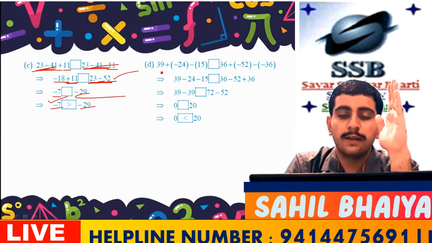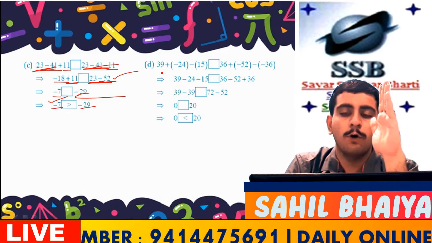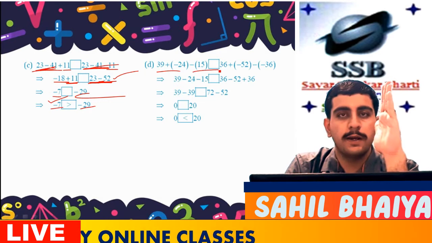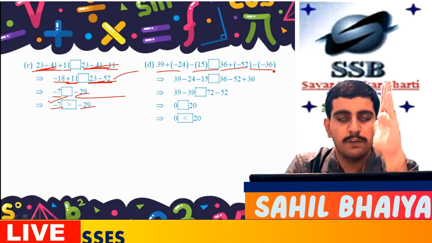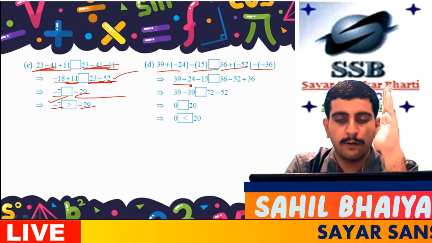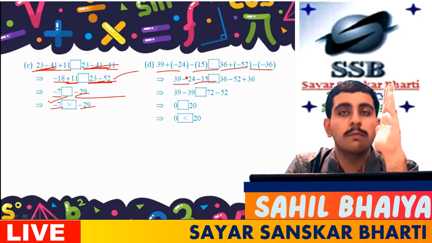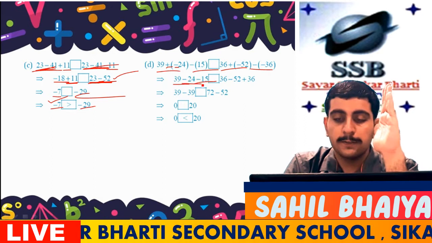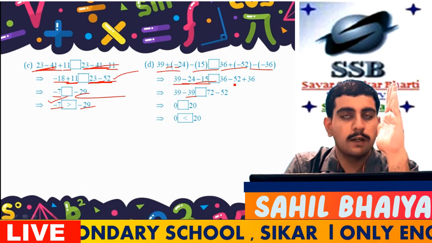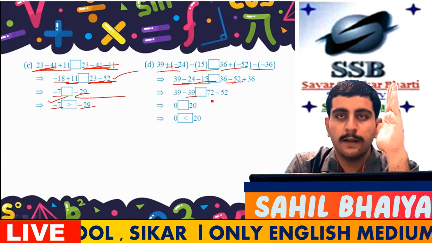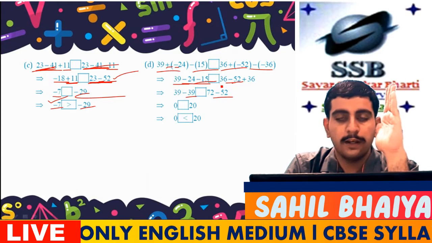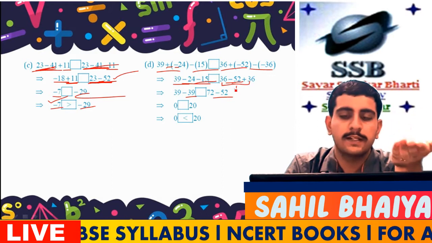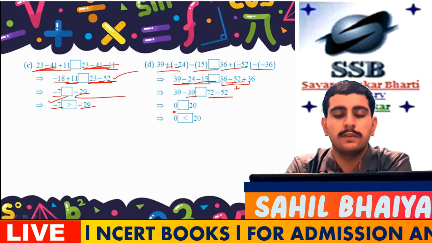Next is 39 plus minus 24 minus 15, and 36 plus minus 52 minus 36. So what is the answer? First we solve the brackets. What we get? Here minus 24 minus 15 is minus 39. And here minus minus becomes plus, so 36 plus 36 is equal to 72. 72 minus 52. Here 39 minus 39 equal to 0 on the left hand side, and on the right hand side it will be 20. So which one is greater among these? It is clear, 20 is greater. So the symbol is in this way.